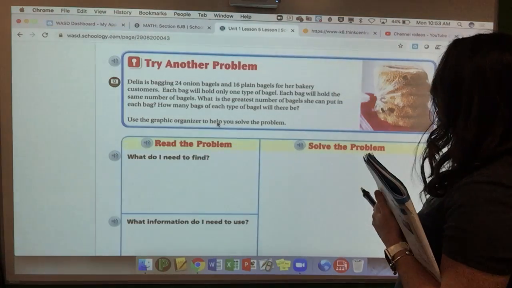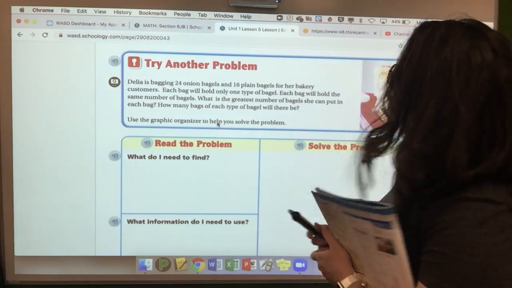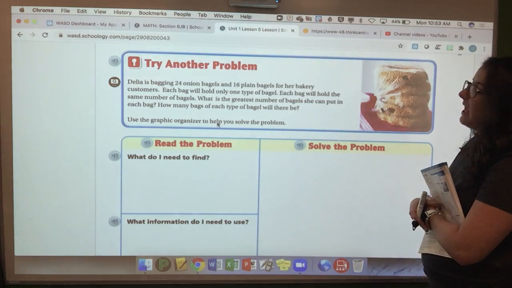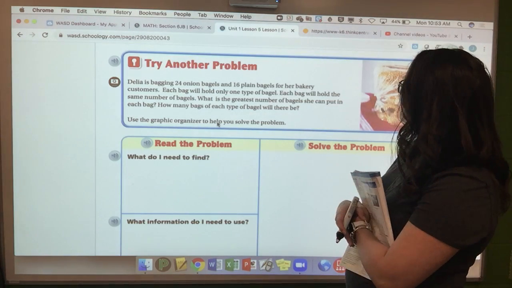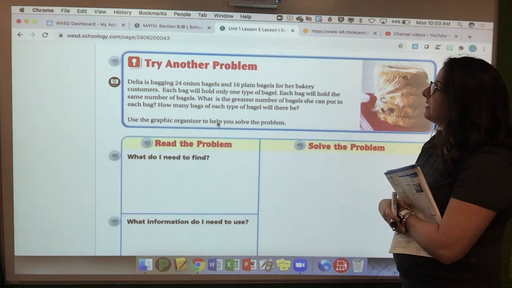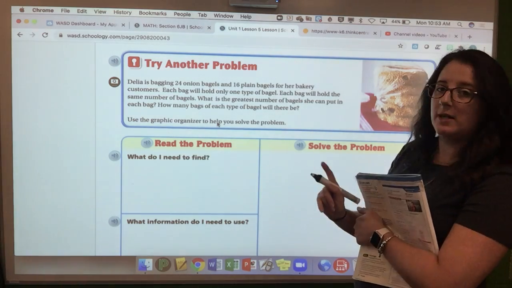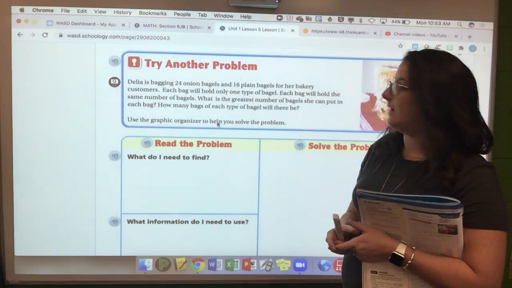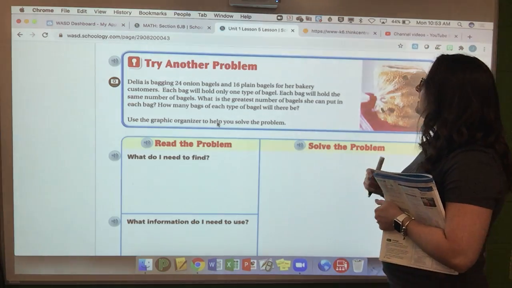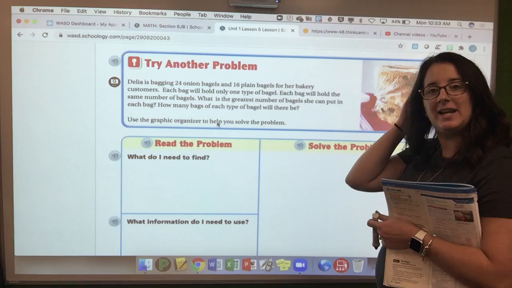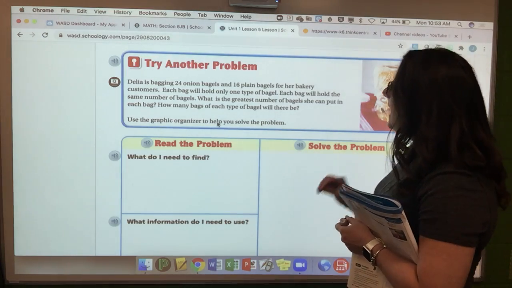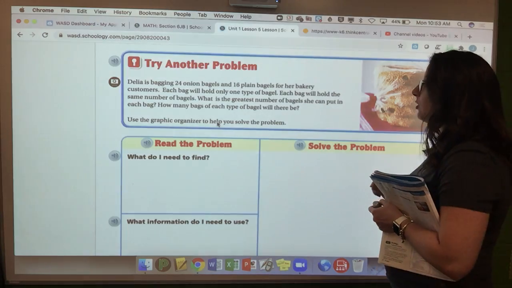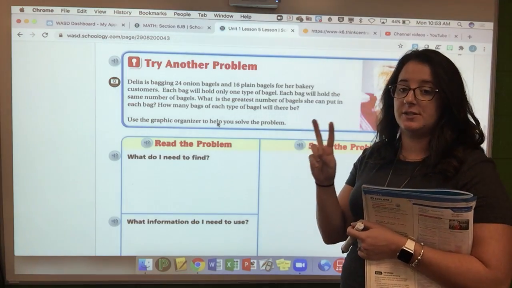So the next problem we're looking at, right on page 30, it says, Delia is bagging 24 onion bagels and 16 plain bagels for her bakery customers. Each bag will hold only one type of bagel. Each bag will hold the same number of bagels. What is the greatest number of bagels she can put in each bag? And how many bags of each type of bagel will there be? So once again, two questions that we're answering.